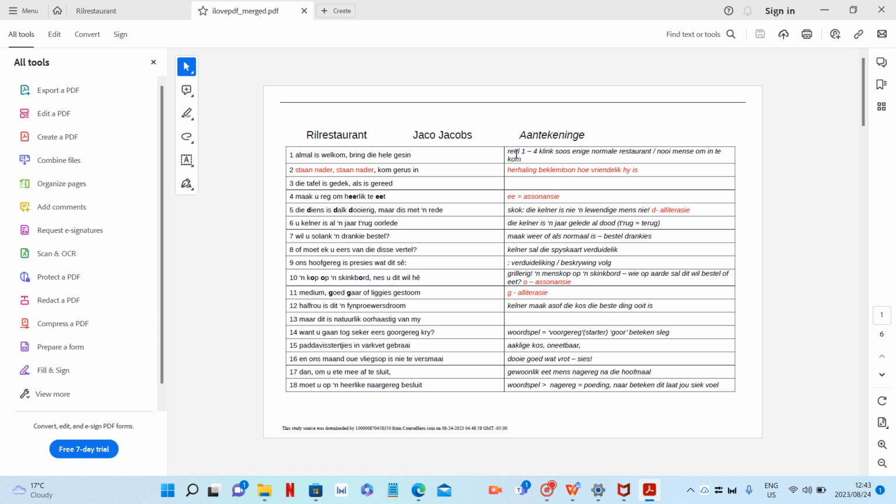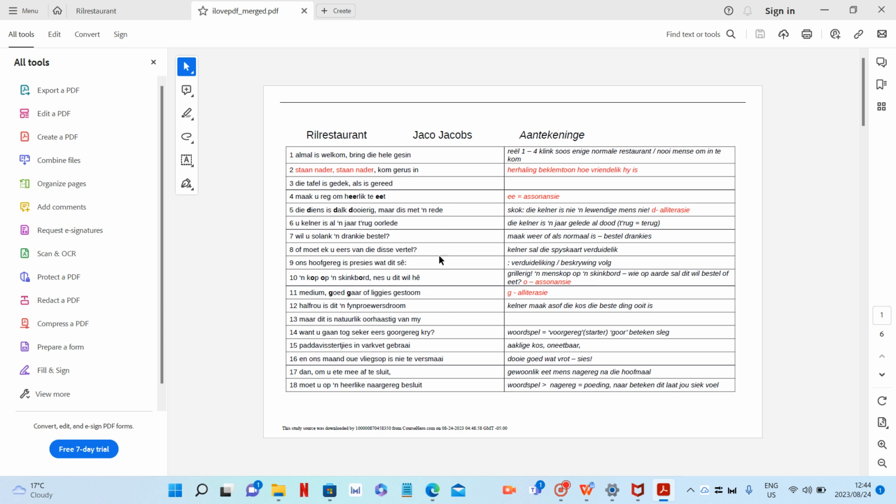So here in lines 1 to 4, it sounds like a normal restaurant. They're inviting people to come into the restaurant. Now you see it's highlighted in red. Staan nader. Now this is important.